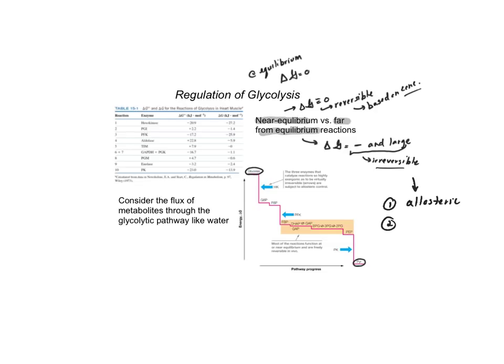Number two is going to be covalent modification. I haven't talked about this, but we will talk about this at the end of the chapter. This is going to come back to hormonal control and types of signaling pathways that we haven't discussed.